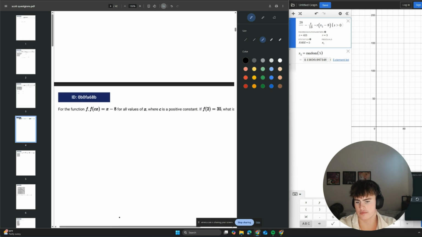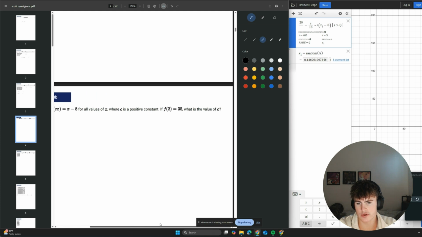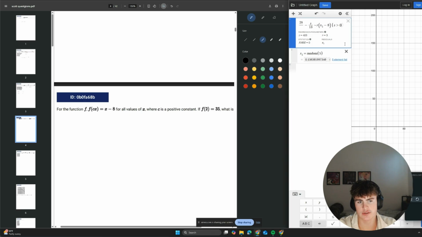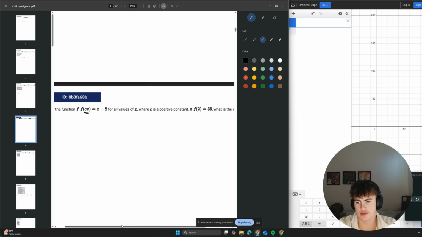Okay, for the function f of cx is x minus 8, where c is a constant. If f of 2 is 35, what's the value of c? Okay, this is interesting in Desmos. The issue here is you have a constant and x in that parentheses there. So, I mean, the way I can solve this is, it's a principle from calc, but it's not that hard.